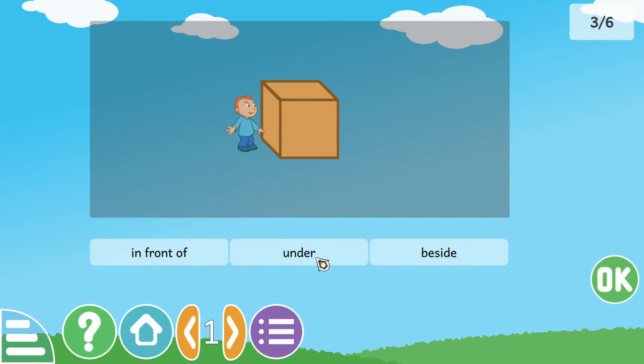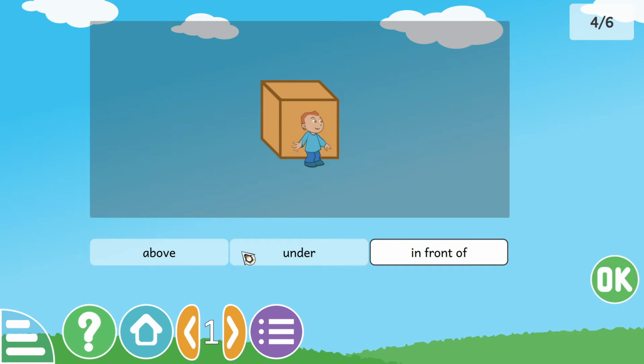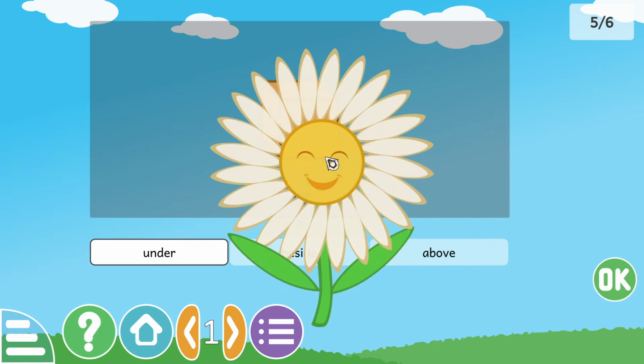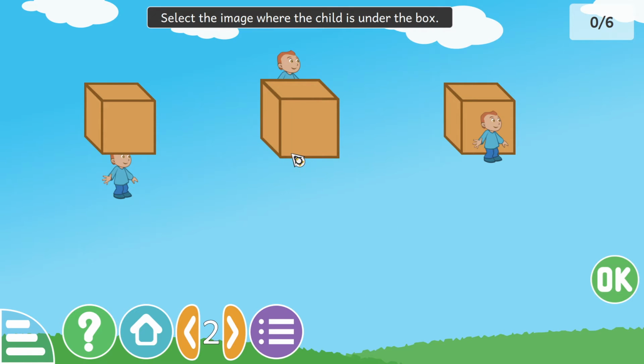We've got three options again: in front of, under, or beside. I'll take the beside one. When someone stands beside something, we don't know which side they're on, just that they're on the side of it. At the moment, the child's now in front of the box, they're not under it, and they're certainly not above it. Now they're underneath it. We've lifted it up above the head, and if the box was to be lowered down, they'd be fully inside the box.